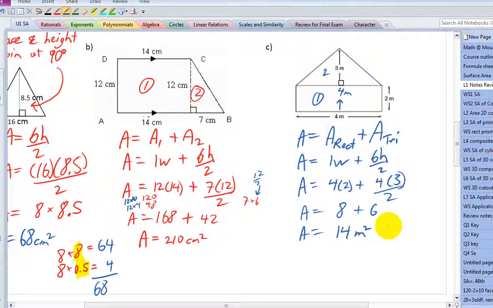Wait, I got 14 meters squared. Hands up, you got that. Oh, you guys are brilliant. Love it. Any questions?